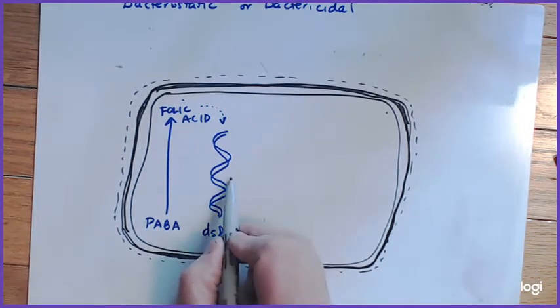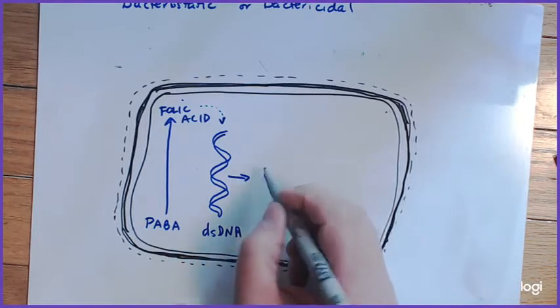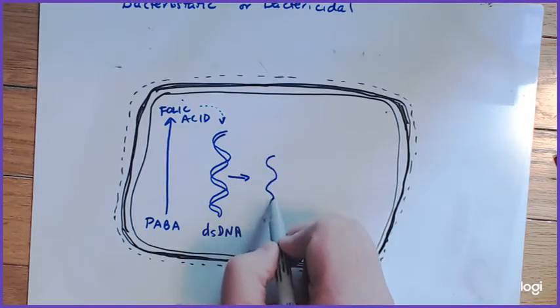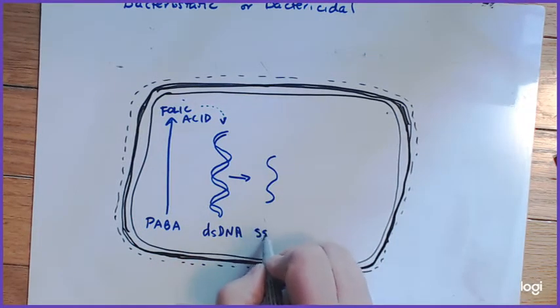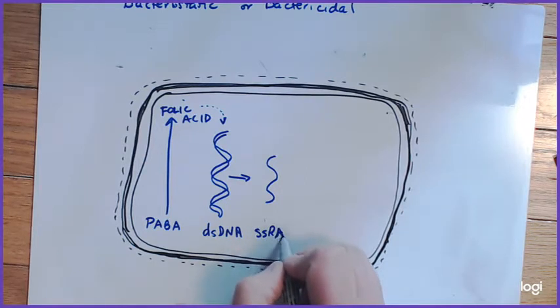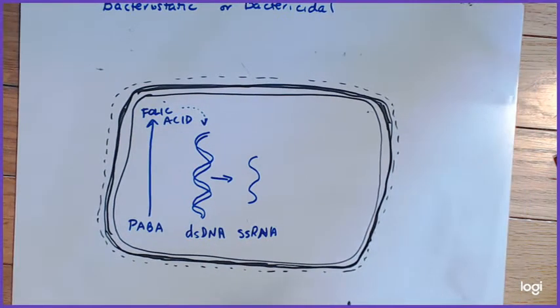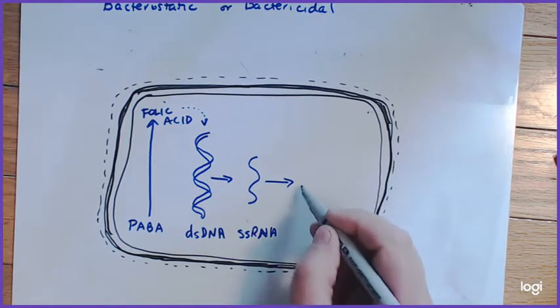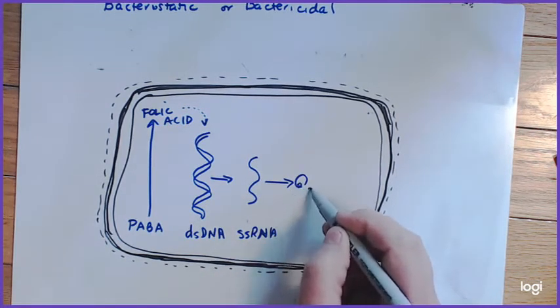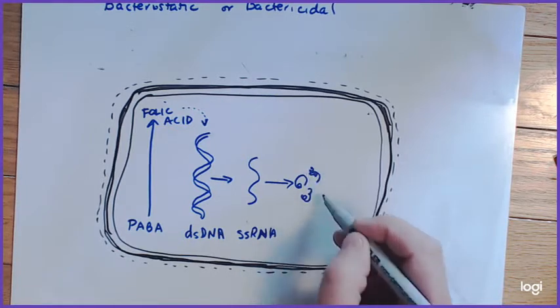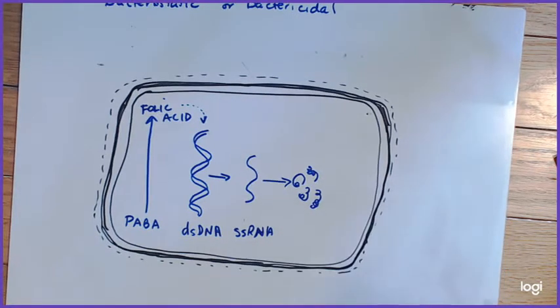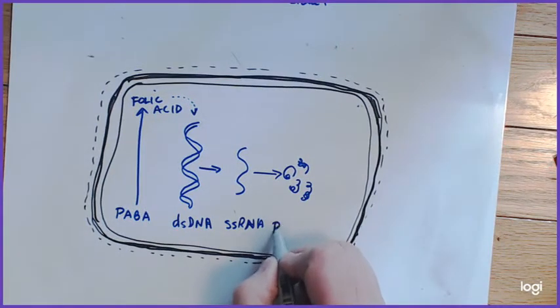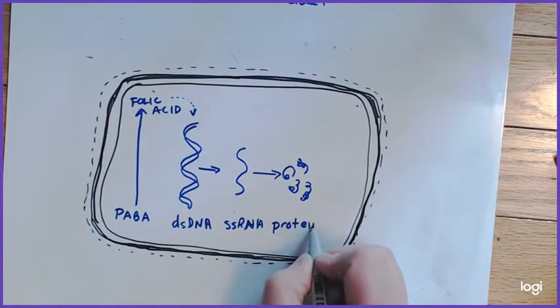So what we do is we transcribe them into single-stranded RNA. Okay, so we've got our single-stranded RNA here. And then we translate that into our proteins. So we've got proteins here, and the proteins can make up structures for the cell, or they can be enzymes that instruct the cell what to do. So the proteins are really important here.